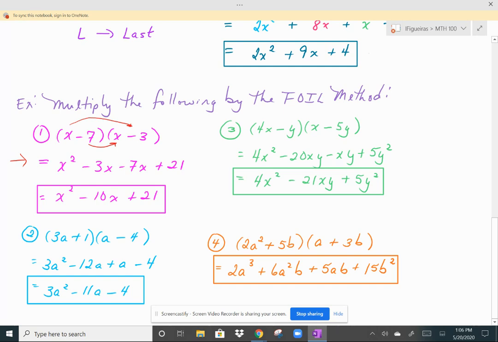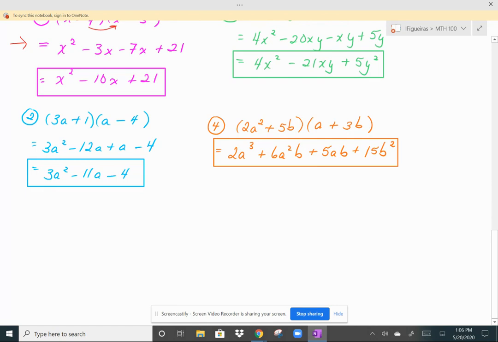All right, let's move on to the next one, number 2. I have 3a plus 1 times a minus 4. So my first term is 3a times a, that's 3a squared. Outer is 3a times negative 4, that's minus 12a. Inner is 1 times a, that's just a. And my last are my constants, 1 and negative 4, is negative 4. So again, when you combine like terms, you get what you see in the box, 3a squared minus 11a minus 4 as a final answer.